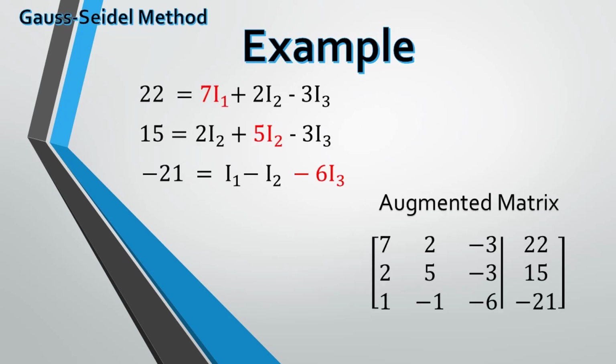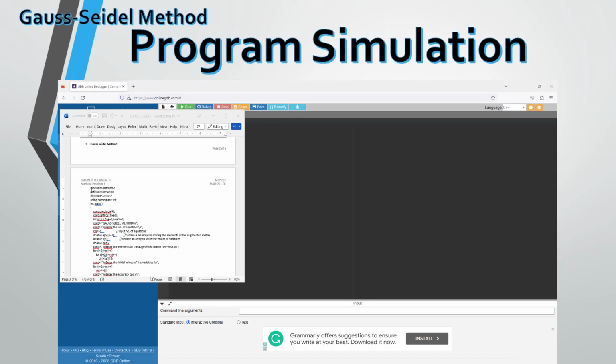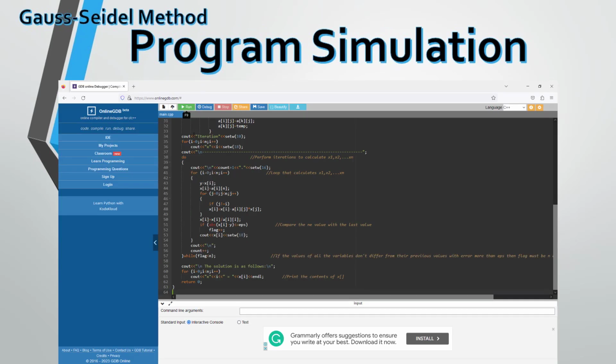We have to rearrange the order of the equations in a manner that the dominant coefficient for each unknown variable lies in the main diagonal of the system of linear equations. We put the coefficients in augmented matrix form. Let's begin the simulation. The source code is loaded on the program interface.